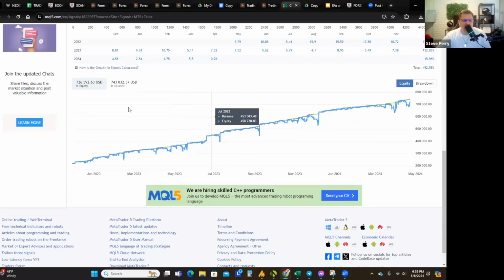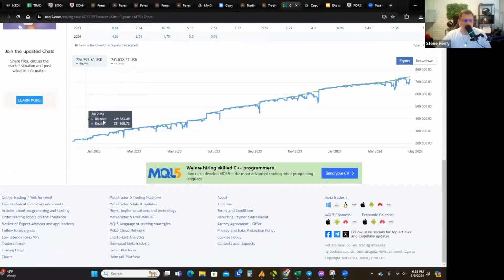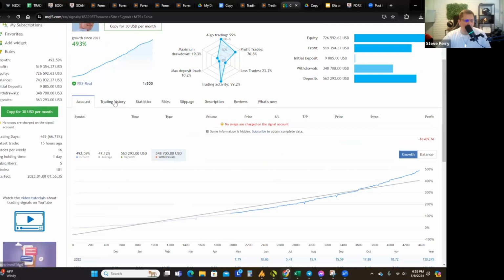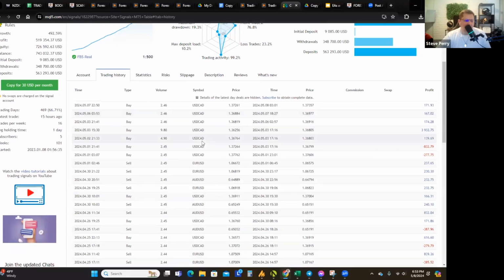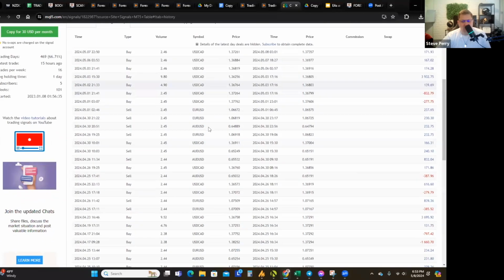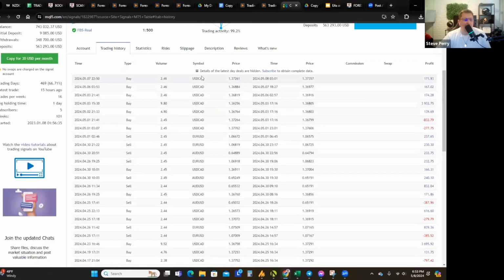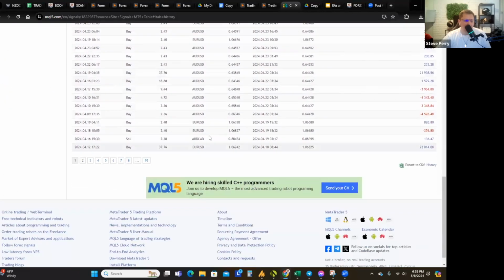And then you could see what it is that they're trading, and you can look at their other details. So we don't have time to look at each one. I'm just trying to show you where to go and look for this stuff. So you could look at trading history and you'd be like, okay, took a bunch of USD CAD trades recently, euro dollar trades. So you'd probably be good.